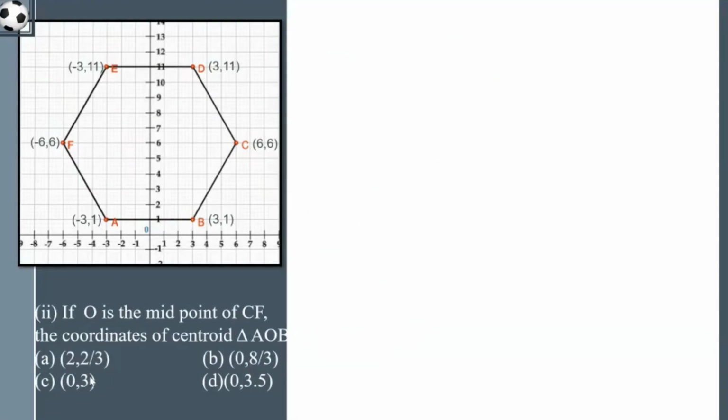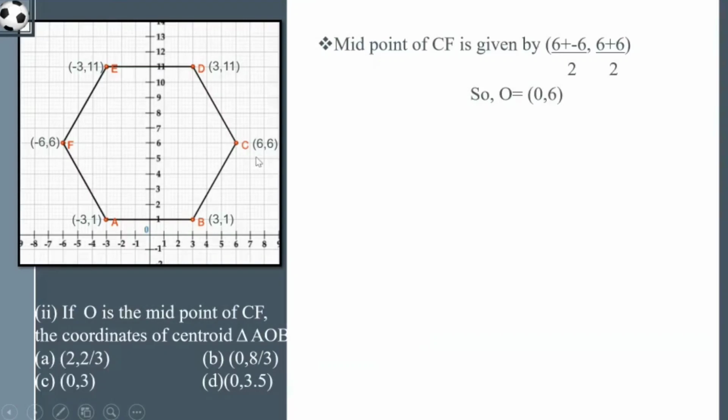If O is the midpoint of CF, the coordinates of the centroid of triangle AOB are (2, 2/3), (0, 8/3), (0, 3), and (0, 3.5). Let us first of all find the coordinates of point O. O is the midpoint of CF. C is (6, 6), F is (-6, 6). So the midpoint of CF will be given by (-6 plus 6) upon 2 and (6 plus 6) upon 2, which is equal to (0, 6).